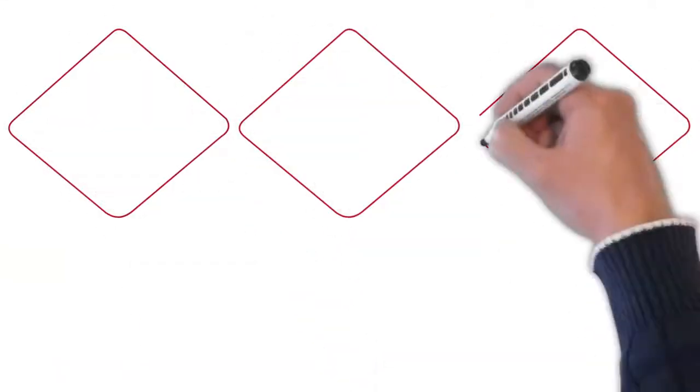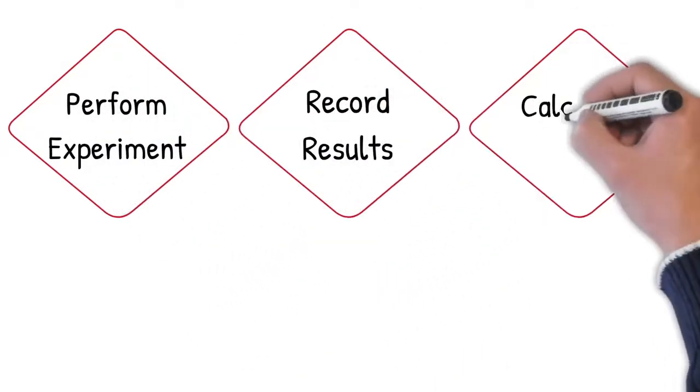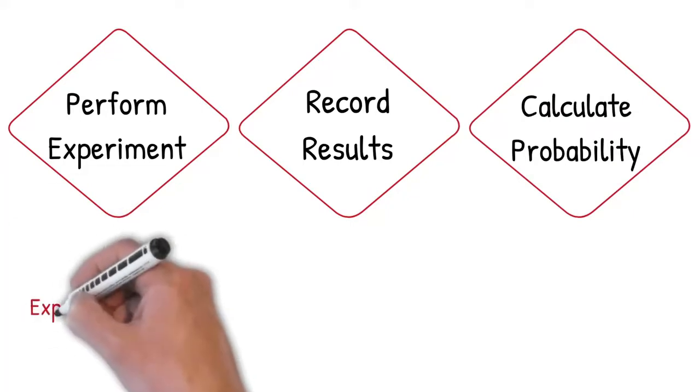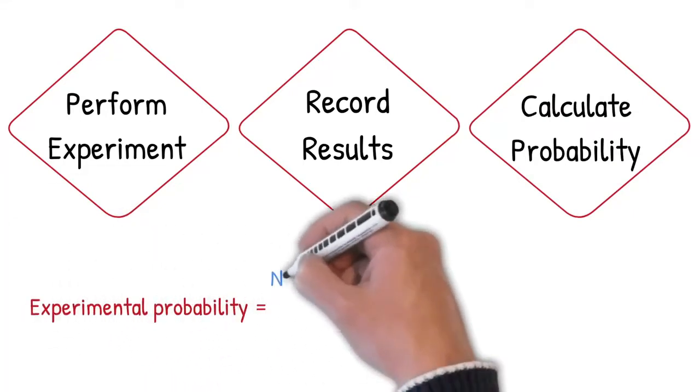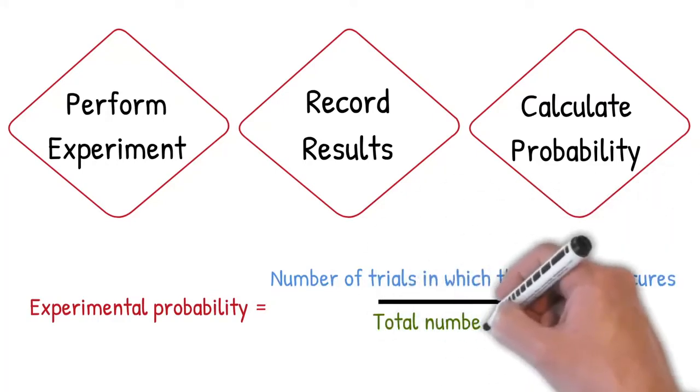The experimental probability depends on performing an experiment. Then we record the result. Finally, calculate the value of probability of an event occurrence using the following rule. Experimental probability equals number of trials in which the outcome occurs over total number of trials.